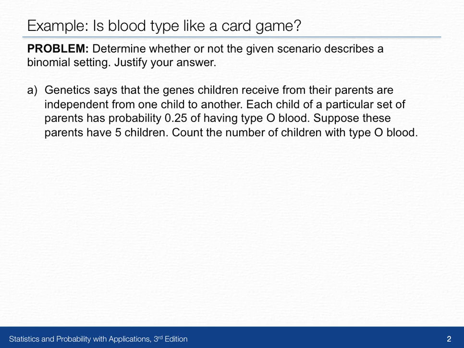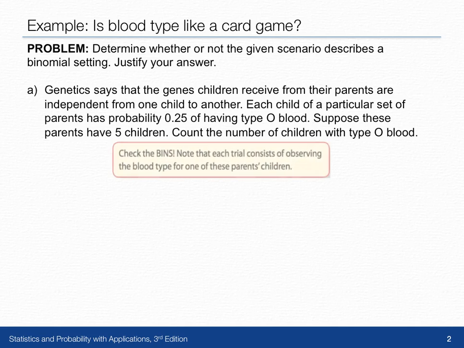For A, genetics says that the genes children receive from their parents are independent from one child to another. Each child of a particular set of parents has probability 0.25 of having type O blood. Suppose these parents have 5 children. Count the number of children with type O blood.